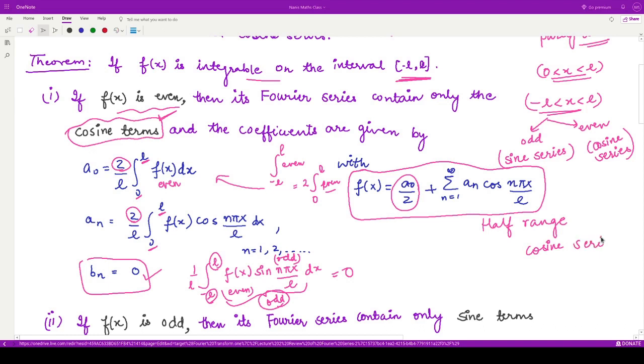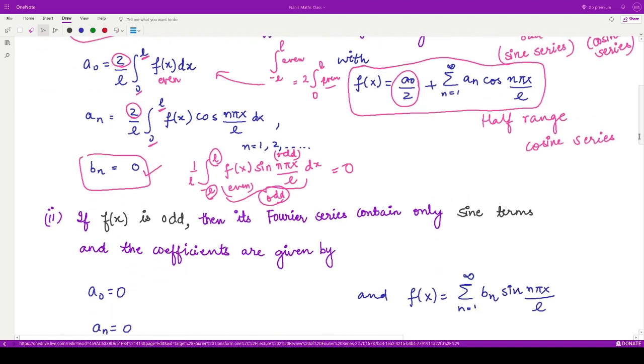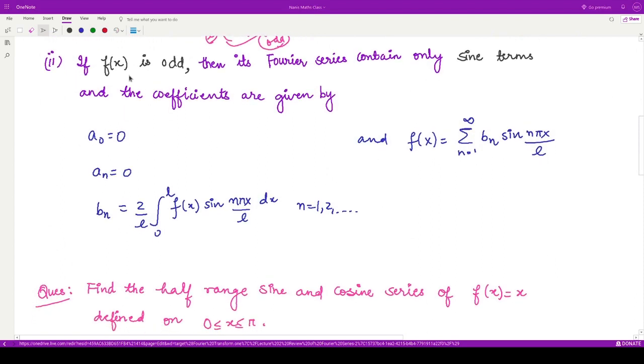Next, let us discuss the case of the half range sine series. In this case, your function should be an odd function. If your function is odd, then the Fourier series will only contain sine terms. This we already know, and in that case a0 becomes 0 and an becomes 0. The formula for a0 was 1 by L integration minus L to L f of x dx. Because f(x) is an odd function, this integration is clearly 0 using the same argument. And an is given by 1 upon L integration minus L to L f of x cos n pi x upon L dx.